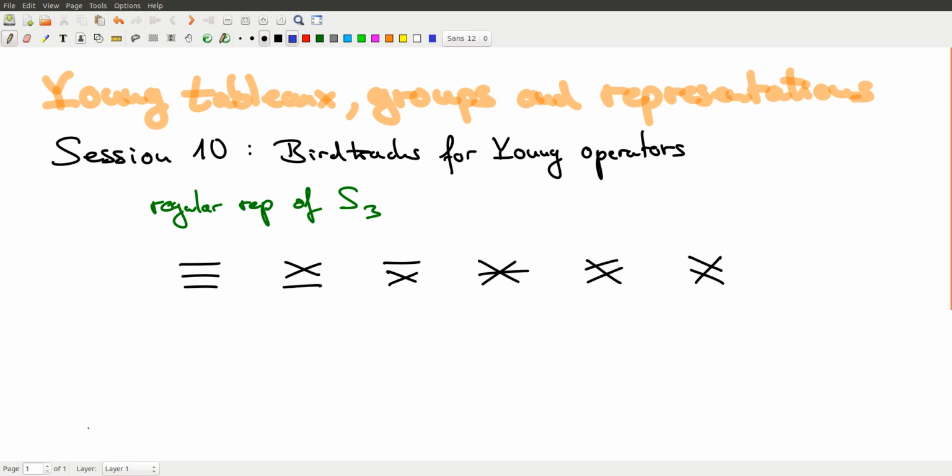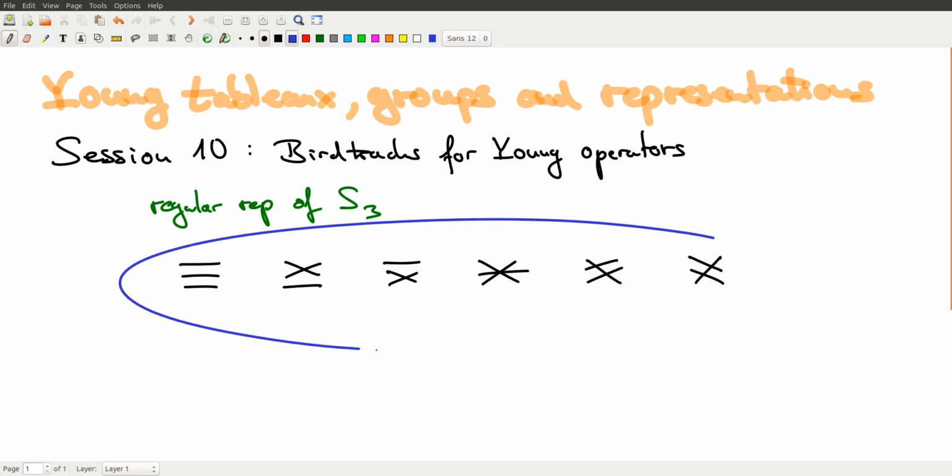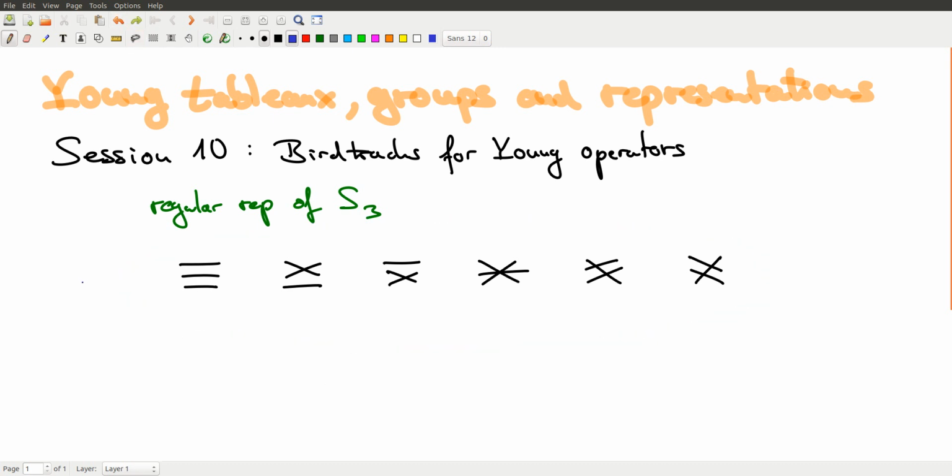Let's see how we can construct the regular representation of S3. So here are the group elements of S3. Let's turn this into an element of the group algebra by taking a linear combination. So we say Q, the group algebra, is of this form.